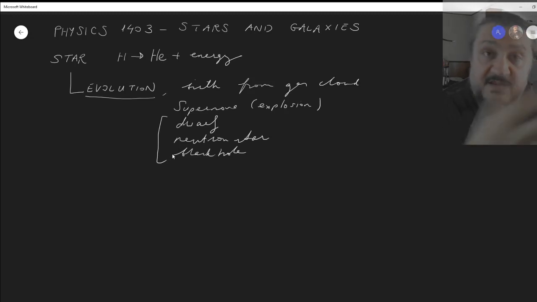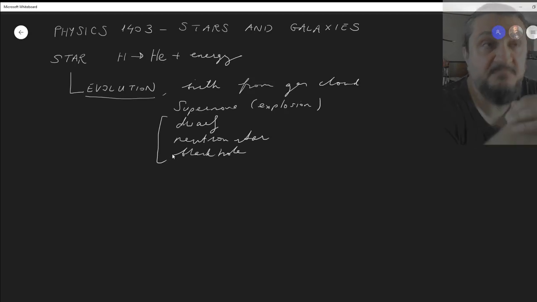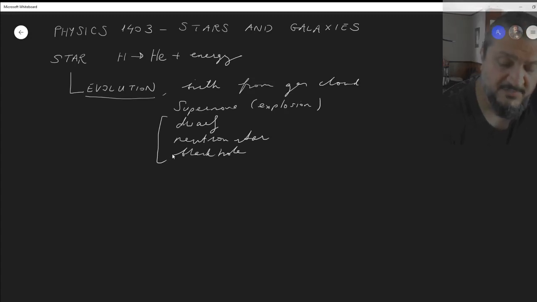And after the explosion, the material which is ejected into the interstellar medium may become part of that gas cloud I was telling you about, and it may result in another star. So one star dies, giving birth to another star, kind of recycling the material. All right, so what are other things that need to be discussed regarding stars? We're not going to do all of this today, but let's just have an introduction.